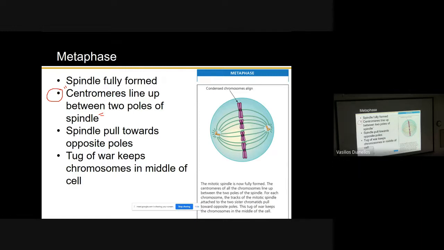where the chromosomes made it. Boom, they made it to the middle because that's what they were doing in prophase. They were headed to the center. They were headed to the middle. And now they made it.